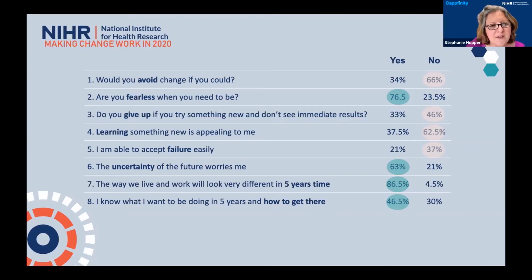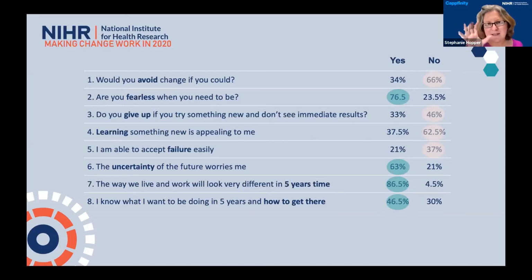But if you look a bit further down, almost 9 out of 10 people, number 7, believe their lives will be very different in 5 years' time. And actually, it's quite funny, but this survey is 5 years old, so they were spot on. And we are very similar. So 90% of us have said that we believe our lives will be different in 5 years' time. So we correlate with the answers that are there.